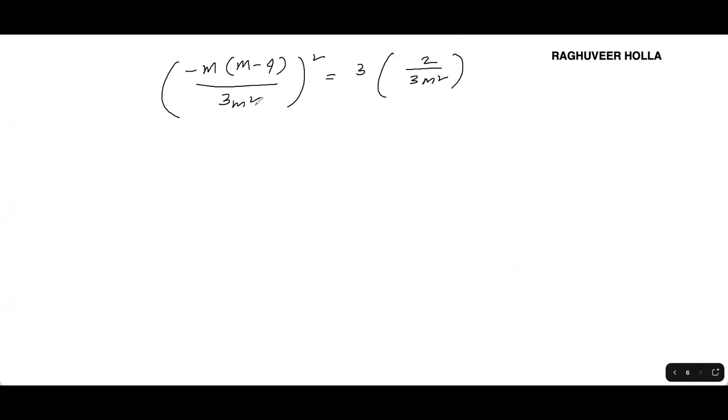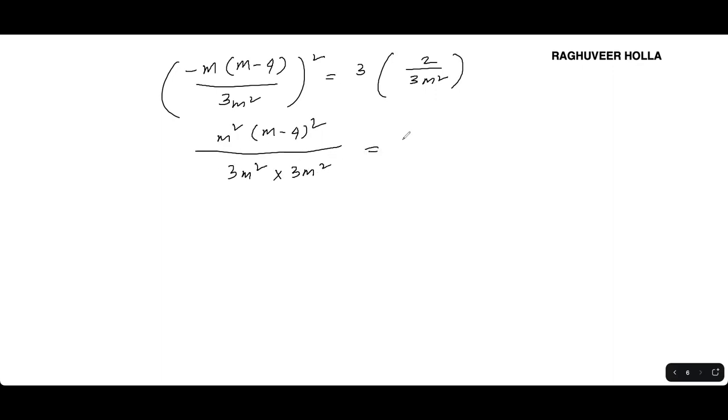So alpha plus beta whole square will be minus m into minus m minus 4 by 3m square whole square is equal to 3 times alpha beta, which is 2 by 3m square. Okay, so this is m square into m minus 4 whole square divided by this is 3m square multiplied 3m square.